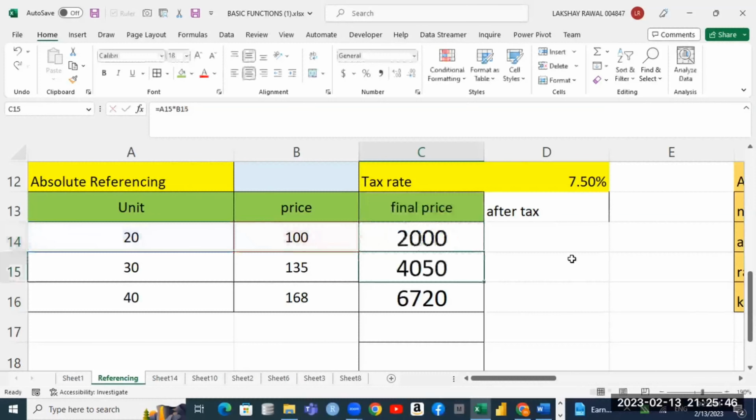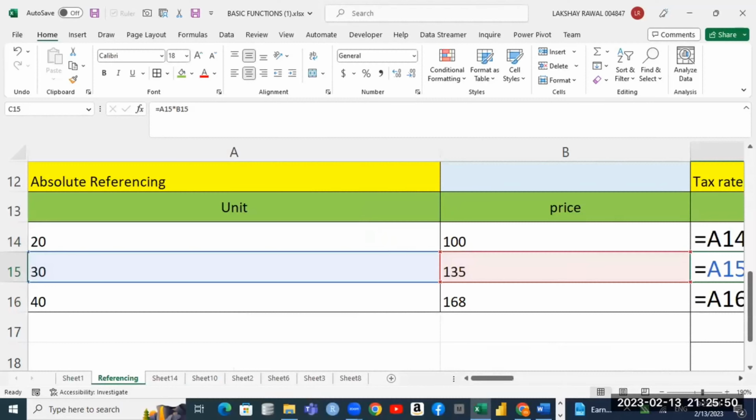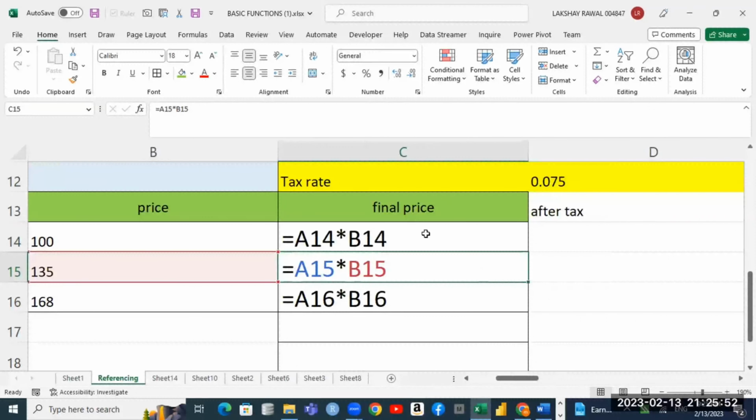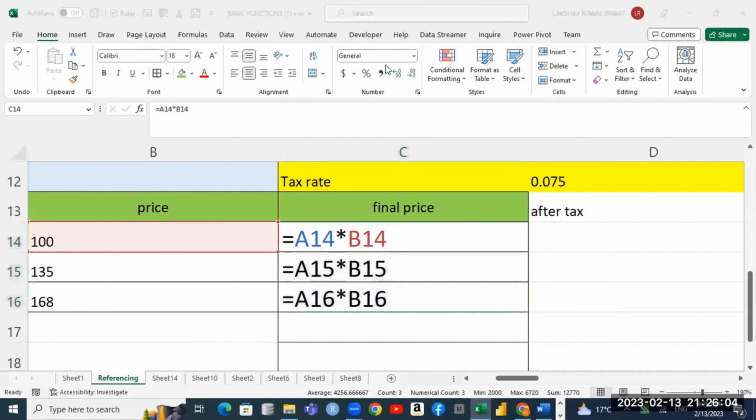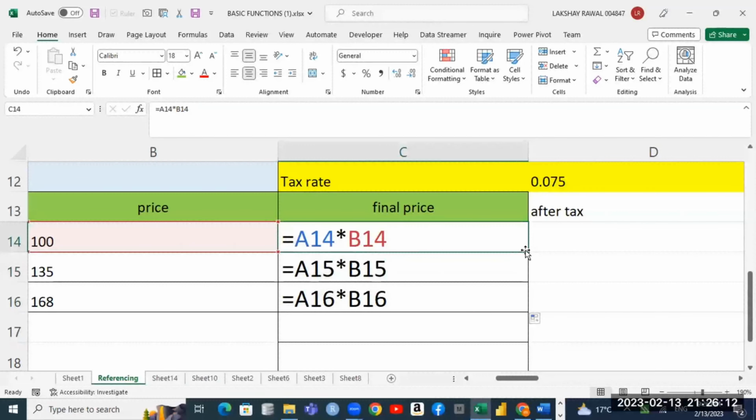Now, I'm pressing Control with the tilde button to show you something. I want to show you something. What? I have written the formula here and I've dragged the formula here like this. Now, I have written the formula in one cell and dragged the formula into the cells below.